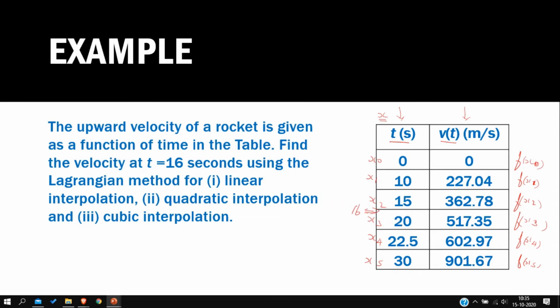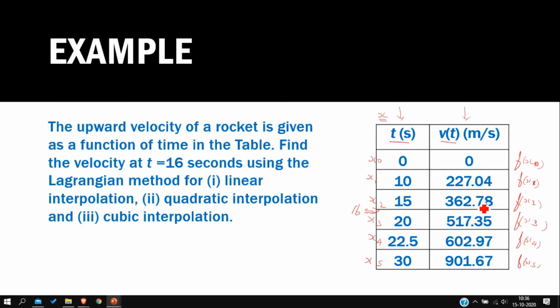Our x value is 16, or the t value in this specific example, where the notation is t. So in this case the t value lies between 15 and 20, that is, 16 lies in between 15 and 20. So we have to consider the 2 endpoints for the linear interpolation as 15 and 20. It is t0 or x0 is 15, and t1 or x1 is 20. Corresponding f of x0 will be 362.78.